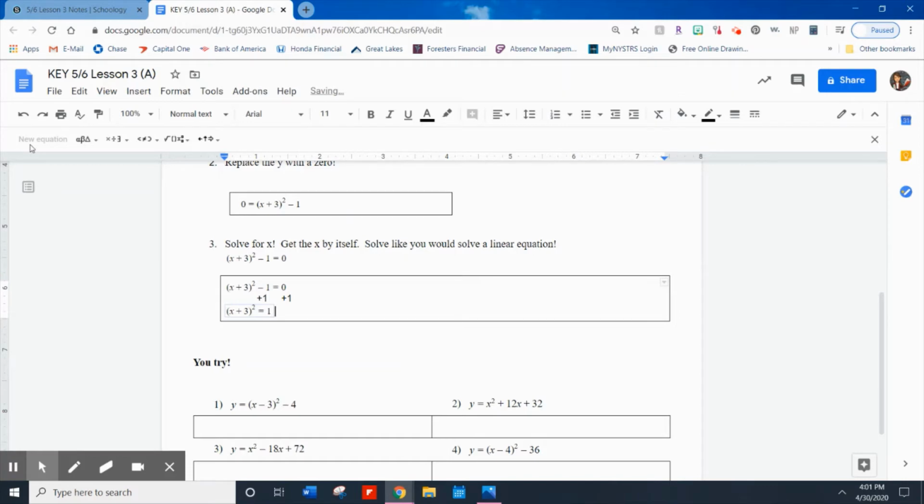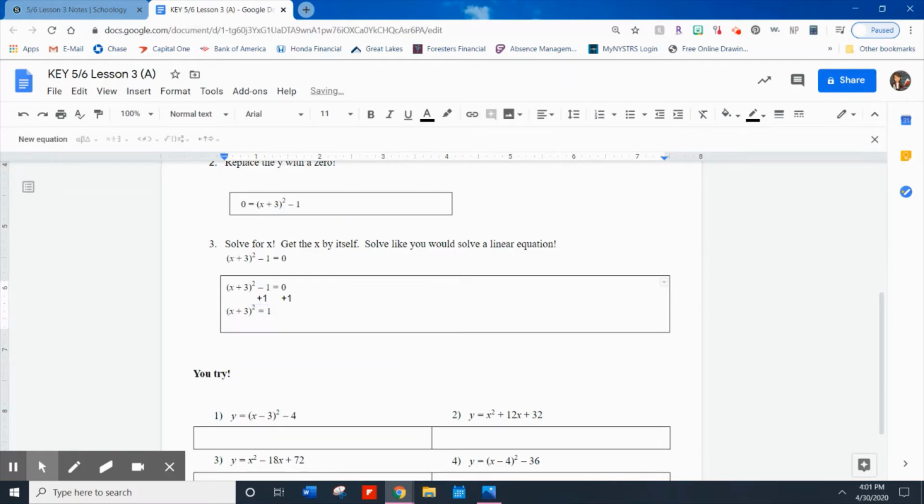Equals 1. Okay, the next part might be the new part. Remember, going back to what I originally said, what's happening to x first is it's being added by 3, then it's being squared, then it's being subtracted by 1. So to solve it, we worked backwards.